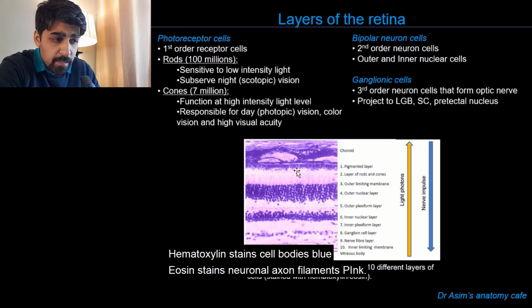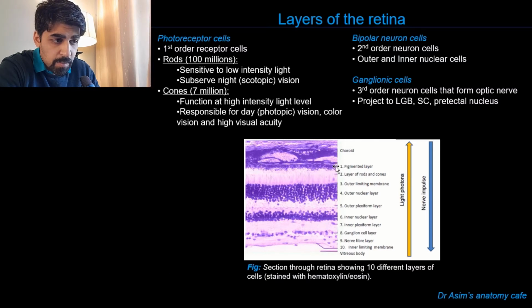You can see the 10 different layers of the retina over here, and you can see the outermost layer, which is shown over here. That is the pigmented epithelial layer, and outside that you can see the choroid, so that will be the outer side of the eyeball. On the inside over here you can see the vitreous body, so that's the inner side of the eyeball. The rods and cones can be seen over here, so this would be our photoreceptor layer inside the retina.